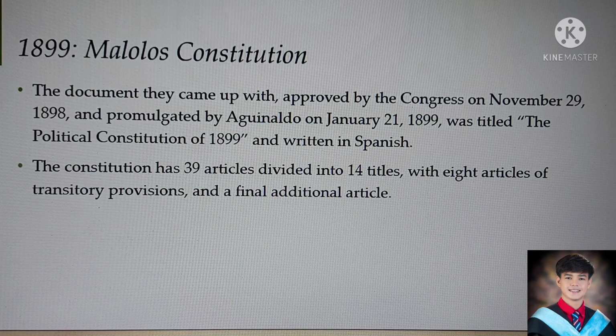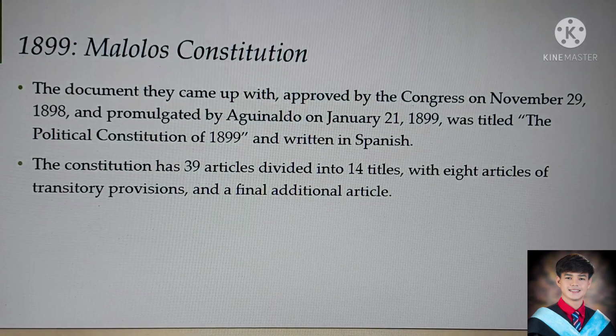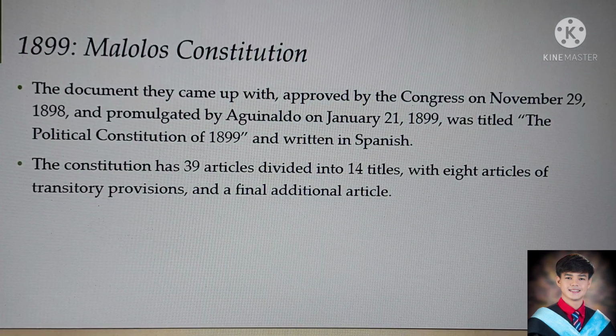Bakit? Halimbawa na lang yung Bill of Rights natin. It has 22 sections. Paborito ko dito yung section 20. No person shall be imprisoned for debt. Hindi ka makukulong sa utang. Section 20 ng ating Bill of Rights. Doon pa lang napaka komplikado na or napakalawak na. So yun yung comparison ng Malolos Constitution to our Constitution today.